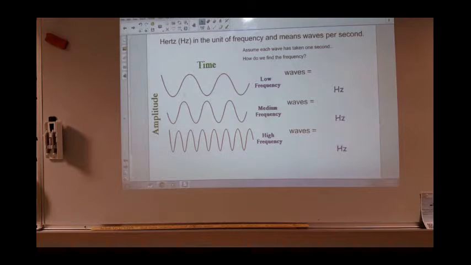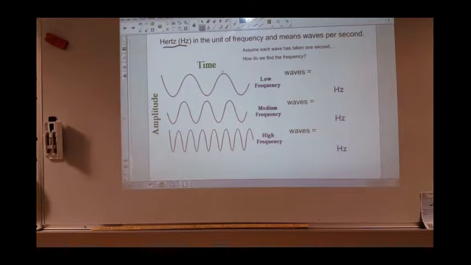If we're taking a look at the screen up here, you'll see frequency, which we've already talked about, and there's a model here. Low frequency, medium frequency, high frequency is how many waves there are per second. Actually, frequency is how many waves there are over a given amount of time. The unit that we use for frequency is hertz, and a hertz is waves per second.